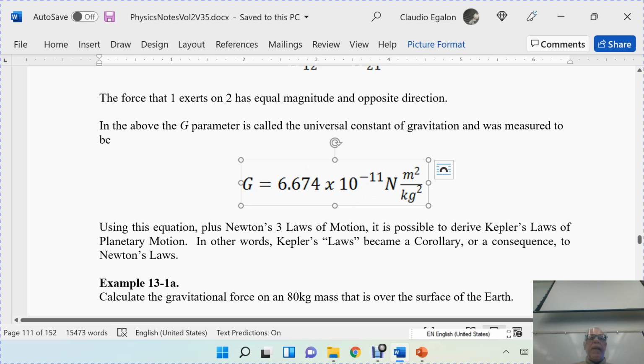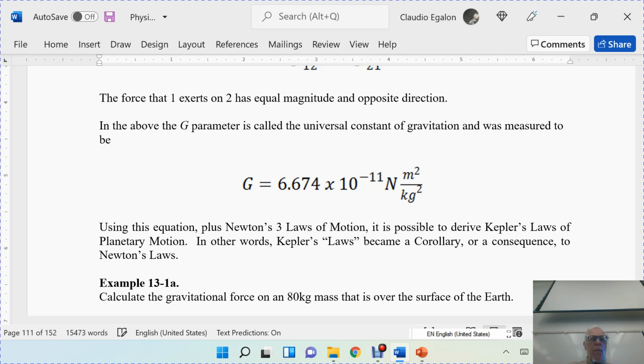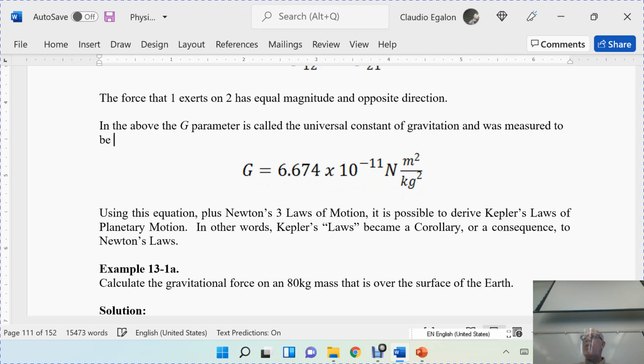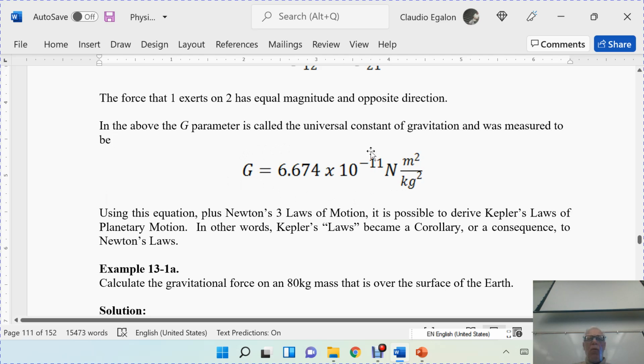So because big G is a very small value, the force of attraction is going to be perceptible, measurable only for very massive objects like planets and moons. Okay, we do have mass and we do attract each other here in the classroom, but because of this very small proportionality constant, this force of attraction between us is so small that we cannot even measure it.